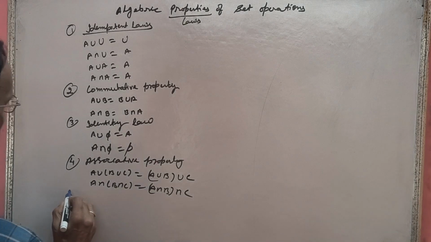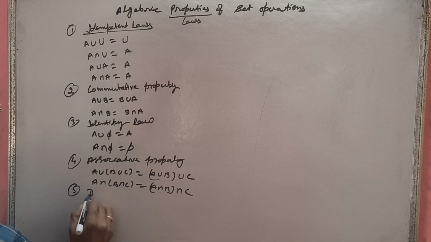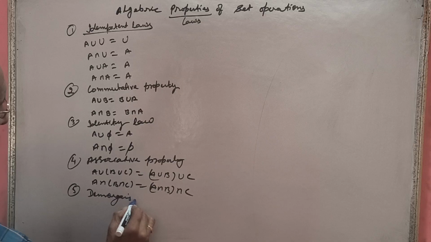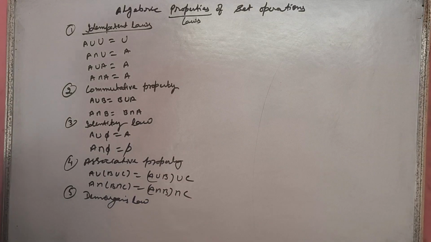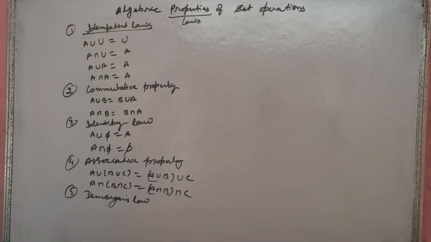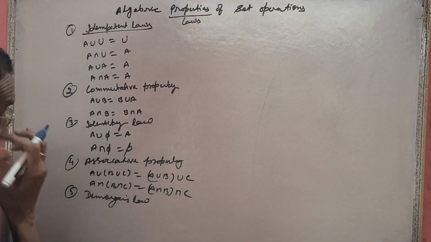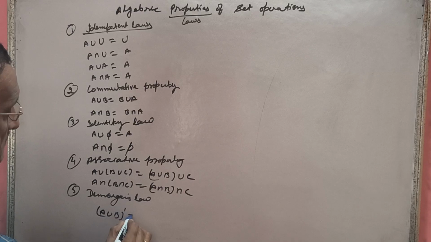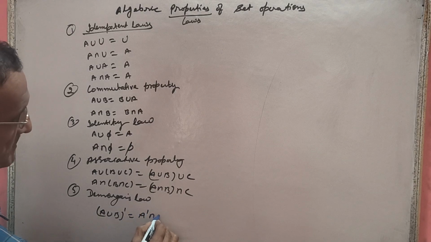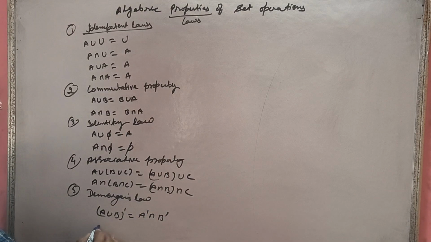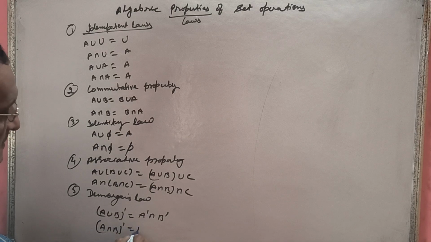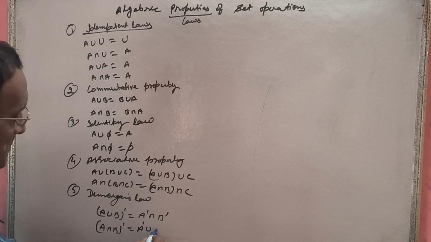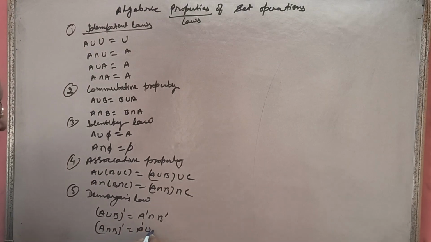Then De Morgan's law. It's the name of the mathematician who discovered the law, which is known as two here. A union B whole complement: you remove the bracket, then it will become intersection. And conversely, A intersection B whole complement: when you remove the bracket, intersection will become union.